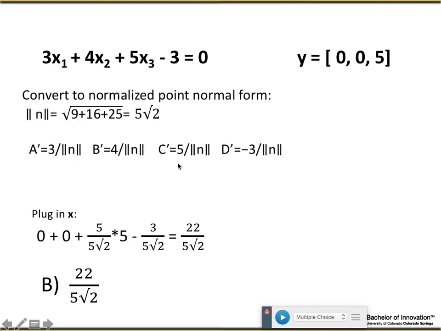Now I can plug in y. I said x here, but I should plug in y. And I get 0, 0, 5 times 5 minus 3 here, divided by 5 times the square root of 2, because I normalized it as well. That gives me 22 divided by 5 times the square root of 2, which gives me B as the answer.